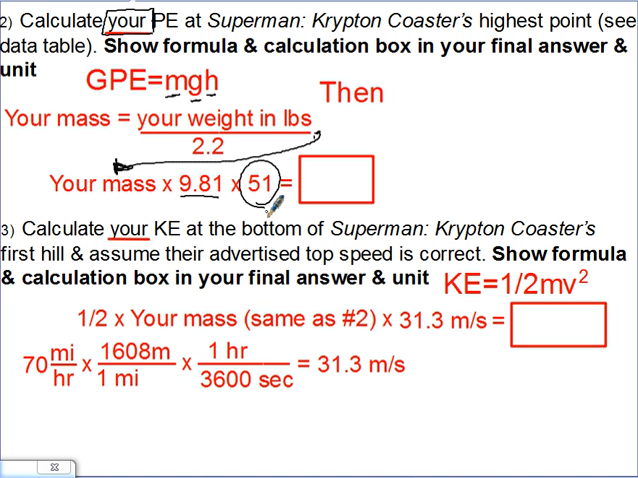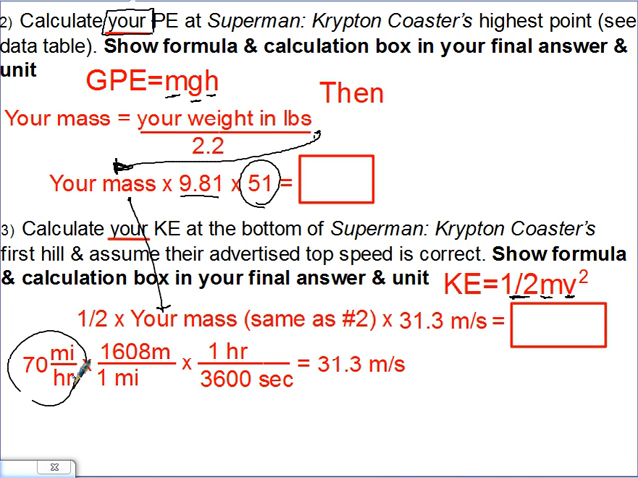Alright, and then it says to calculate your kinetic energy. Again, you're going to use your mass, so you use the same mass you got here. It's going to go down there. And the formula for this is 1/2 times your mass times the velocity of the ride squared. The velocity of the ride is 70 miles per hour. You can't use miles because your mass is not in miles, and the height is not going to be in miles. So we have to use meters, and of course the kinetic energy needs meters.